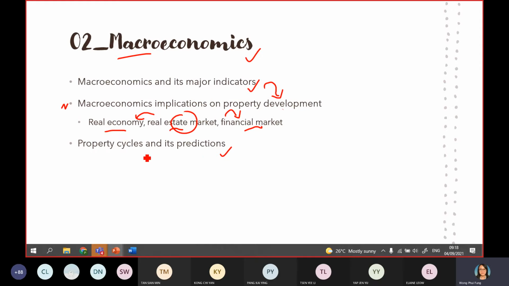So here, as I mentioned, all this property information and data help the developer in planning, because we cannot forecast the future very accurately. We need to rely on past information or current information to make some prediction. In this last sub-content, we also learned that there are a few reasons that make the property cycle very difficult to predict. So that is somewhat what we have learned in macroeconomics.